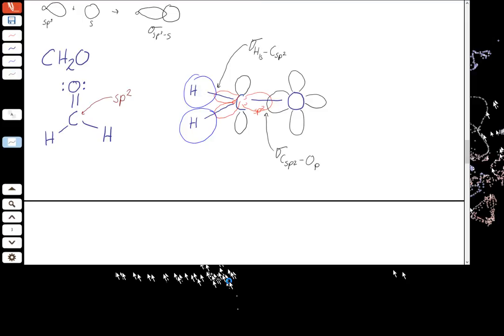But in our Lewis structure, we also drew a double bond. We drew two bonds between the carbon and the oxygen. So one way we can talk about that second bond, because we've only shown one bond here based on orbital overlap, is to say that there's a pi bond between the carbon and the oxygen, those remaining orbitals. So this would be our pi bond between the carbon p orbital and the oxygen p orbital.